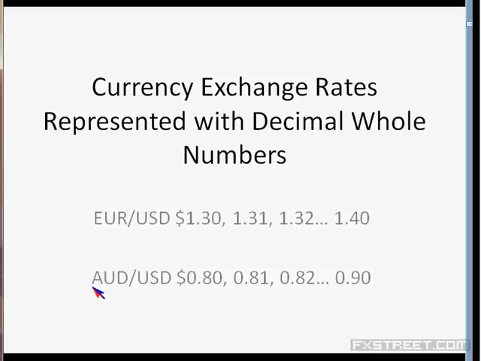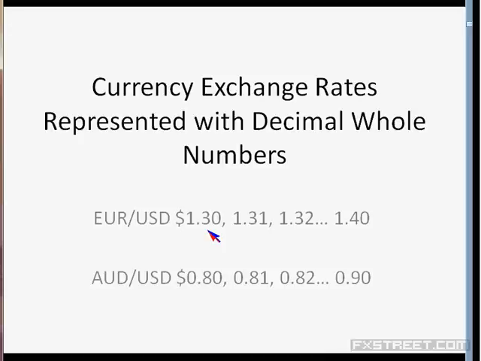These digits have a decimal point that indicates the start of a fractional part, whether it's 1.30, 1.31, 1.32, 0.80, 0.81, 0.82, and so forth. The digits are placed to the left and right of a decimal point in order to indicate a number less than or greater than 1. For example, an exchange rate of $1.30 for the euro-dollar pair would indicate that the value of 1 euro unit is greater than 1 US dollar.